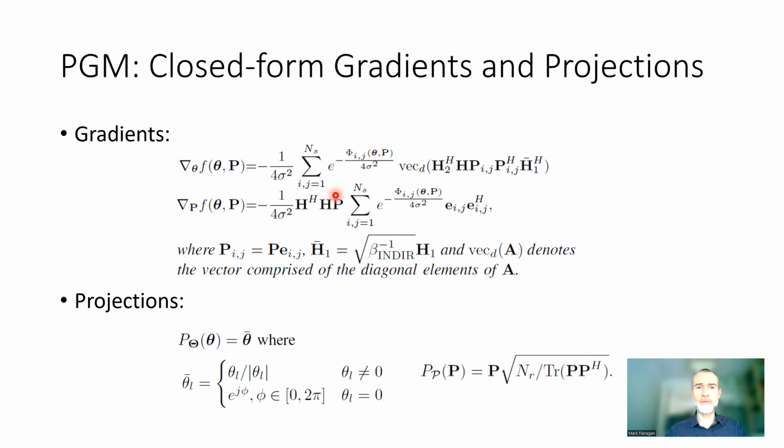So I've shown here what these formulas look like. They're nice and compact. They can be used in a low complexity manner to obtain the gradients and also to obtain the projections. The unit modulus projections are again very natural and very simple, and the projection of the precoding matrix is also relatively compact.